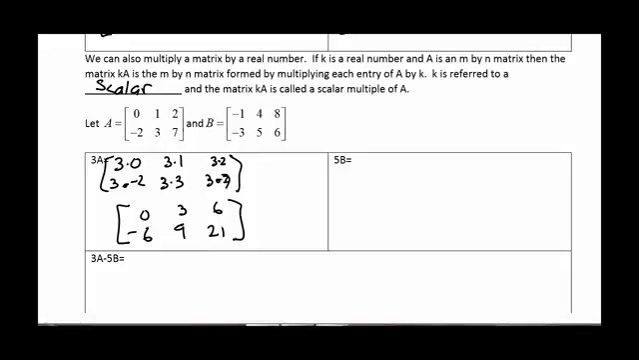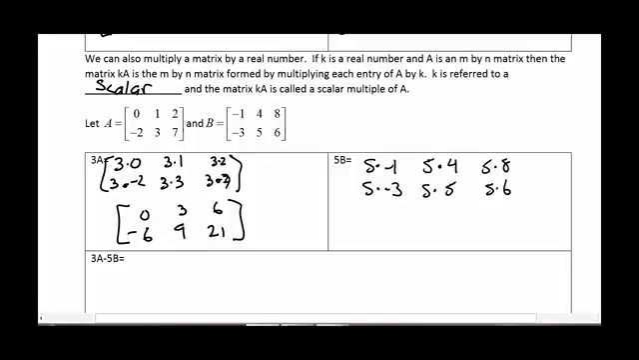Matrix B, the same thing. So 5 times each number. And then I just need to simplify each position. So -5, 20, 40, -15, 25, and 30.